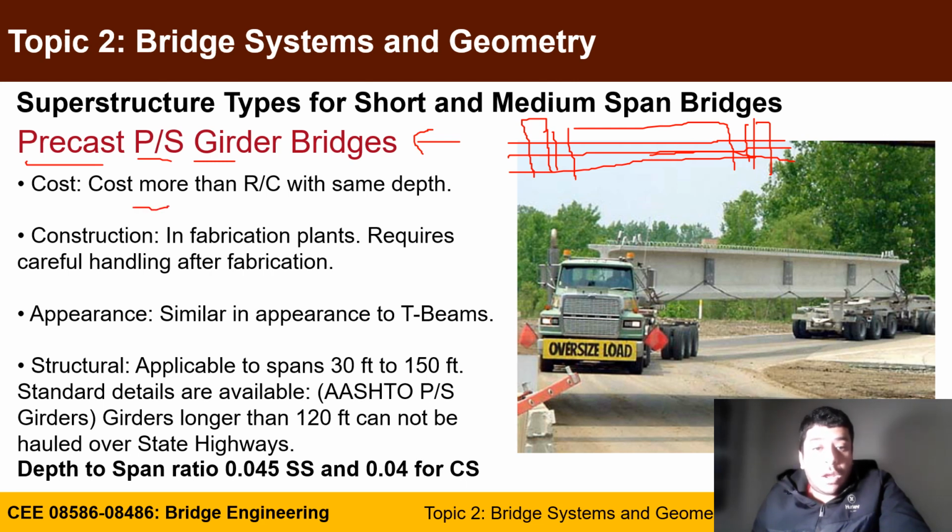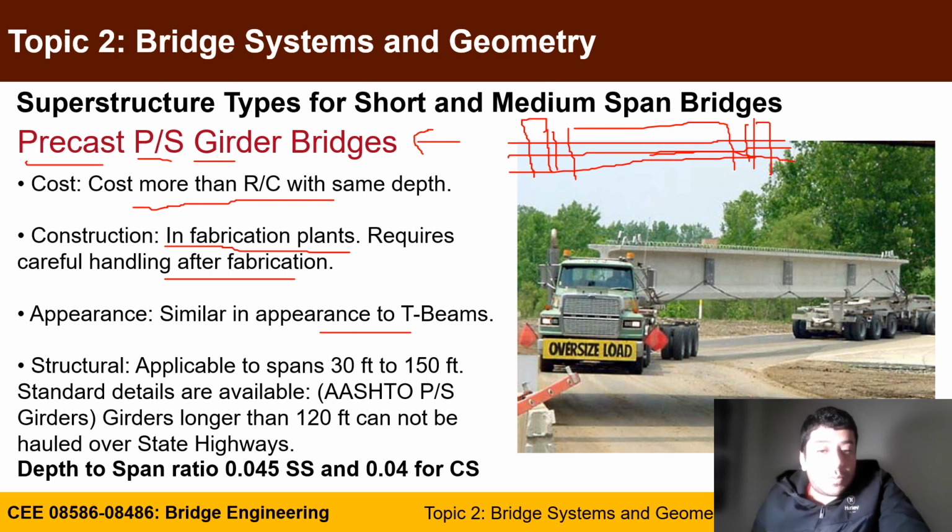It costs more if you compare it to RC for the same depth because of the use of pre-stressing. It is done in fabrication plants and requires really careful handling after fabrication because the pre-stress is acting in one axis, which is the strong axis. If you tilt it, it will act on a weak axis, and it may actually cause failure during handling and placement.